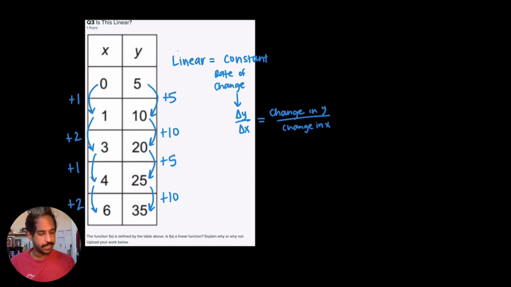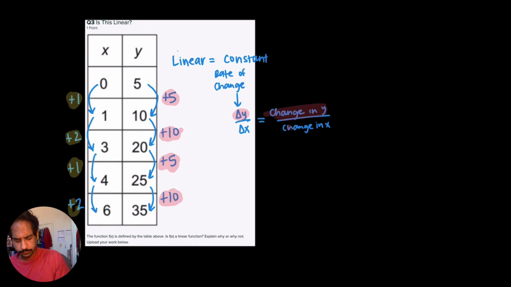The stuff that's on the right side here, these plus 10s and plus 5s, these are our change in y. This is our delta y value. And we also outline our delta x, and so I'll highlight those two. Delta x are these plus 1s and plus 2s. That's our change in x. So let's check each of those to see what's going on. Are we going to get a constant rate of change, a constant delta y over delta x?